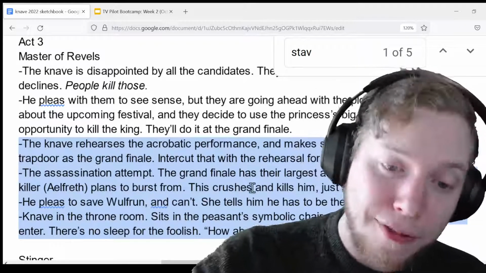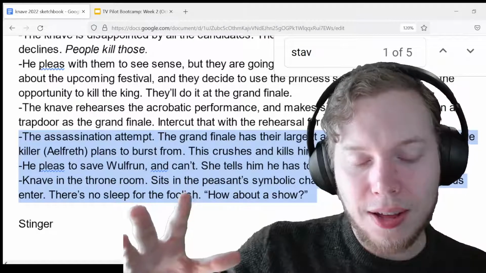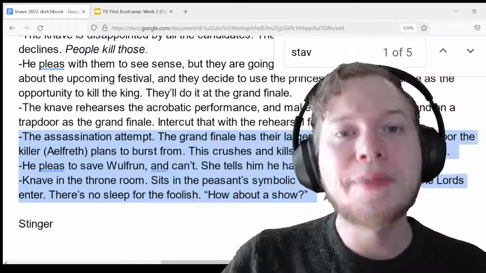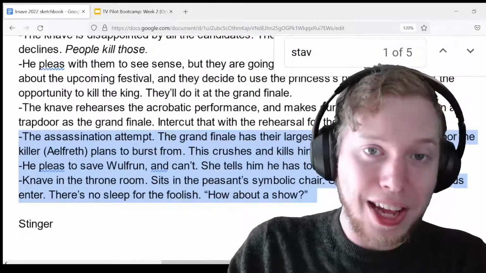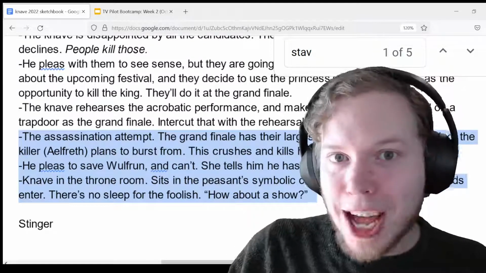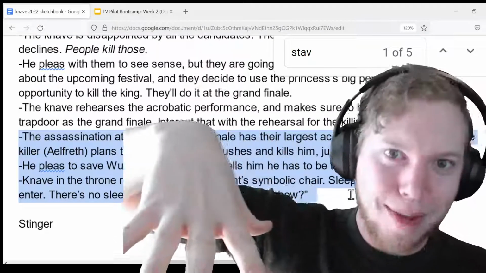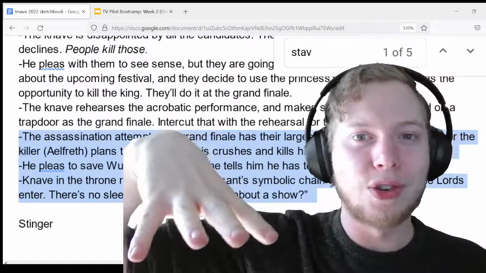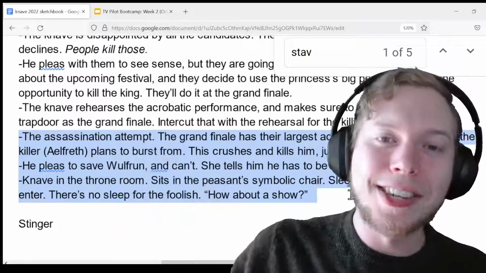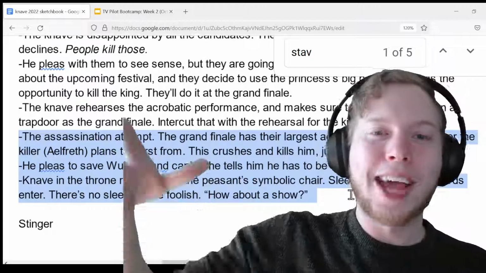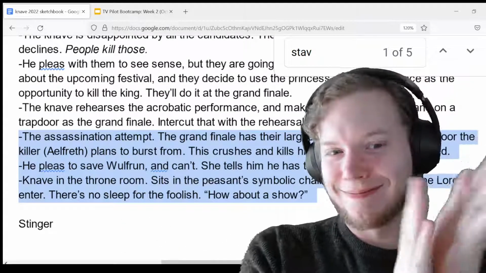So scene 4 is the assassination attempt. The grand finale, the peasants have decided that their assassin will jump out of the trapdoor and shoot a crossbow at the king and kill him. And the knave, in the meantime, has rehearsed the performance so that an acrobat will land on top of that trapdoor at the moment that they plan to jump out. So we see that kind of fall into place, and then as the assassin bursts from the trapdoor, a big hefty acrobat lands on it and breaks his neck and crushes him. And the knave is like, well done.